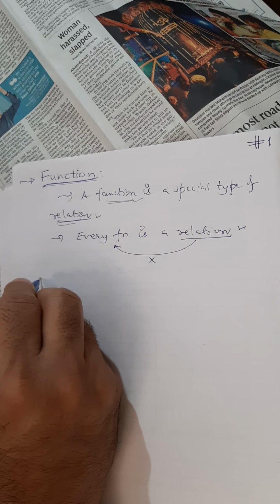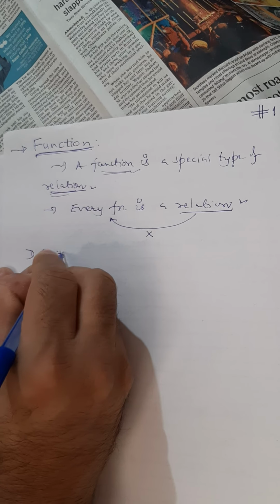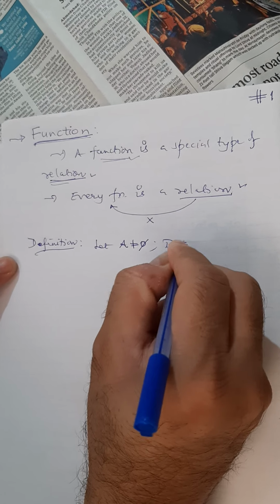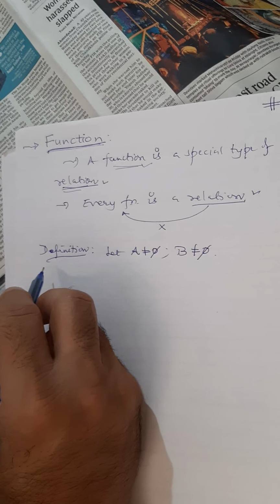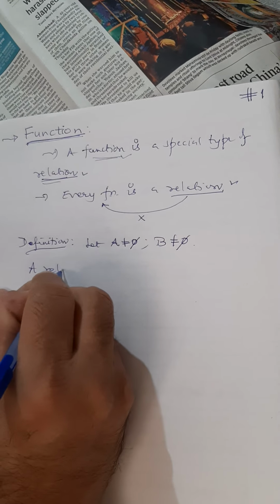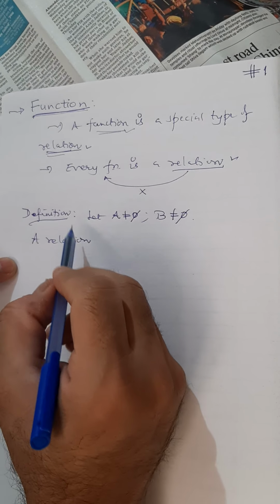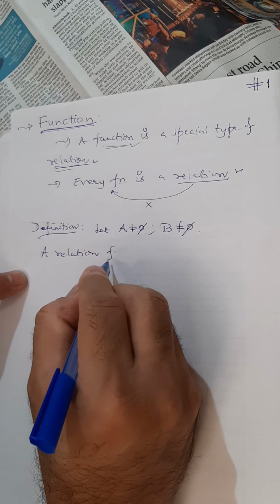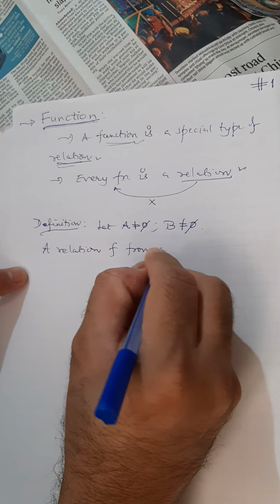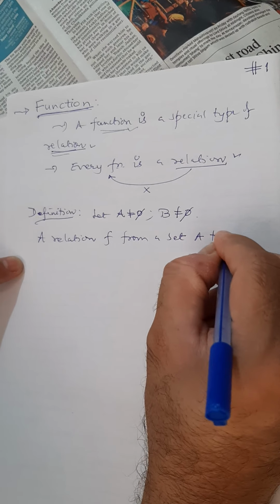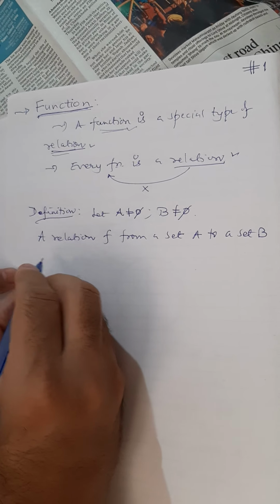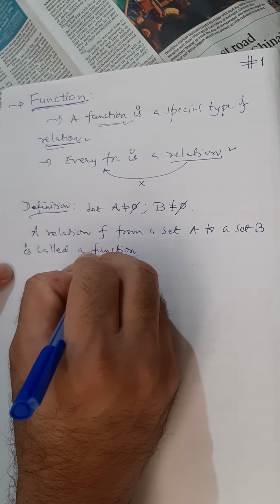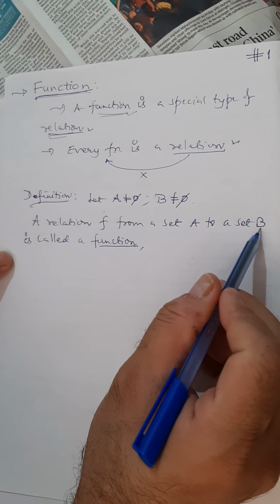So we start with two non-empty sets. So this is precise definition of a function. Let A and B be two non-empty sets. That means they are not empty. So a relation. Now earlier we used capital R for relation. Now we use F for this function. So relation F, there is a symbol for function, from a set A to a set B is called a function. So this will be subset of A cross B because it's a relation.